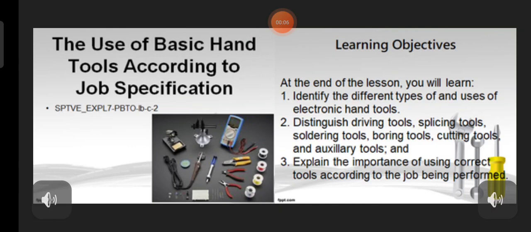Hi, I'm Teacher Marlon, and I am here to discuss a new lesson which is entitled The Use of Basic Hand Tools According to Their Job Specification.